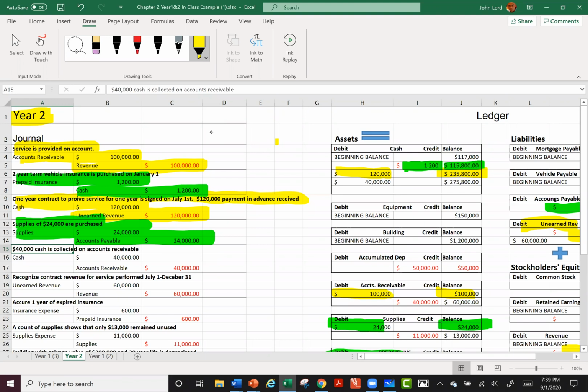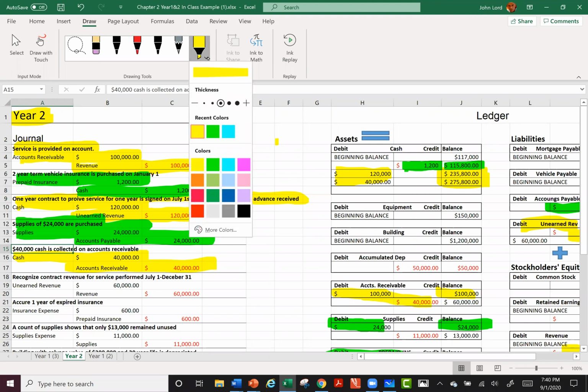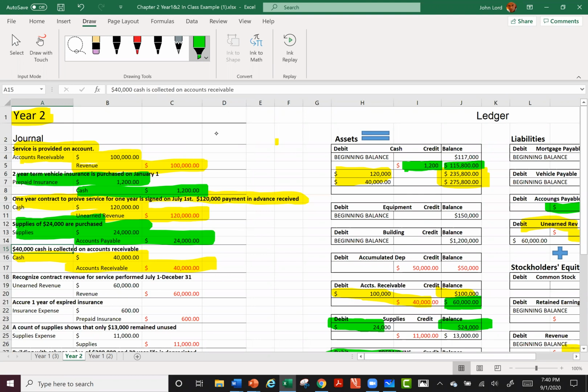Okay. So when they pay me the cash, I of course debit cash because my cash has gone up. And I credit accounts receivable. When I credit the account receivable, now it's showing that the guy still owes me, or I don't know if it was a he or she, but they still owe me what? They still owe me $60,000 at this point.